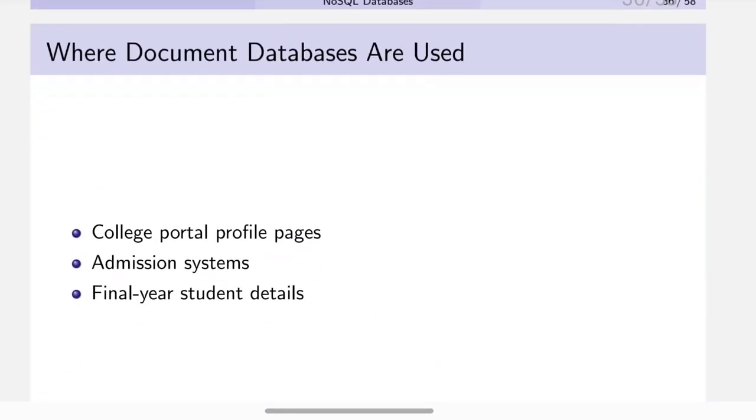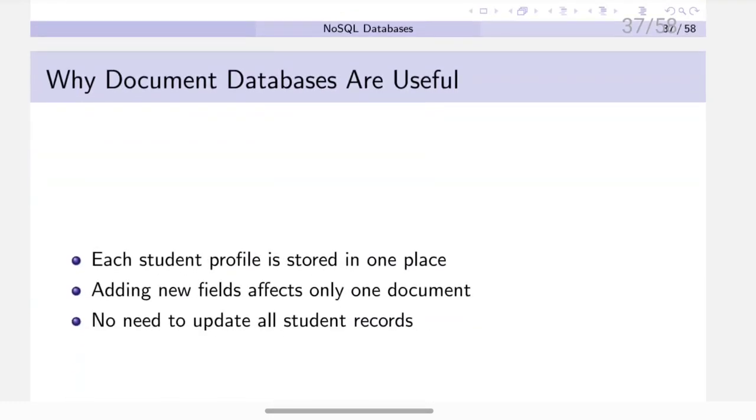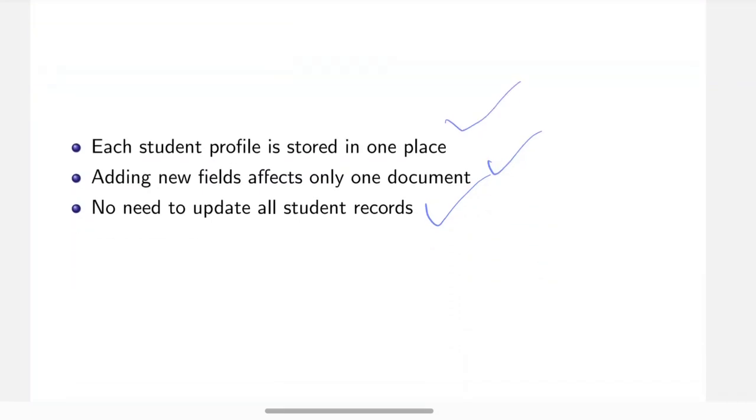Now, where will these documents be used? Document databases are commonly used in college portals, admission systems, student profiles, anywhere data may vary from person to person. That is why we'll be using these databases. Now, why are document databases useful? These databases are powerful because all data of one student is stored in one place. Adding new details only affects one document, not the entire database, so no need to change the whole database structure. That is the main advantage.